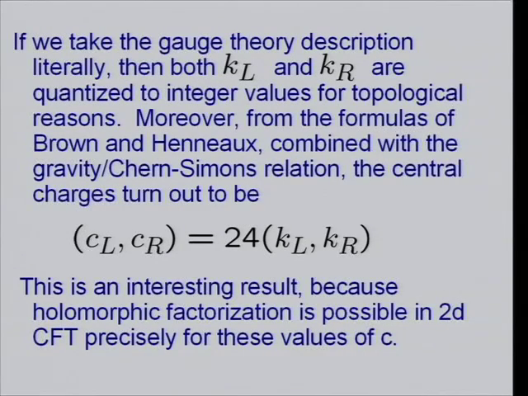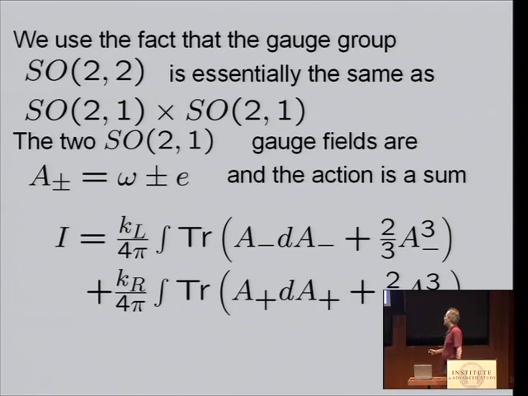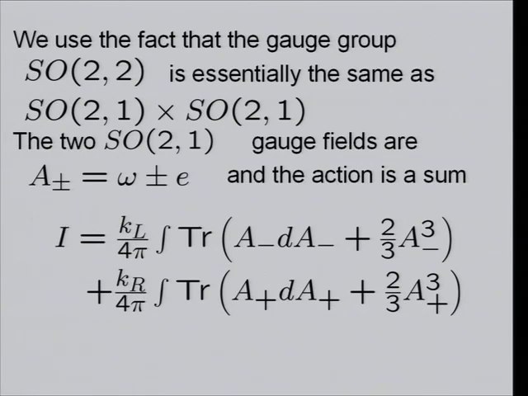And if we take the gauge theory description at face value, then both k left and k right are integer values for topological reasons. To make sure that the action is well-defined mod 2 pi, k left and k right must be integers. Now there's something funny happening here, because in general relativity, it seemed that the Einstein-Hilbert action is well-defined, not just well-defined mod 2 pi.